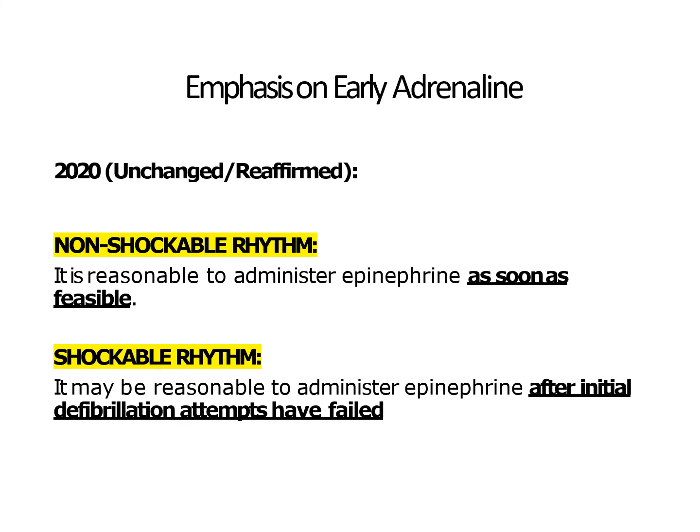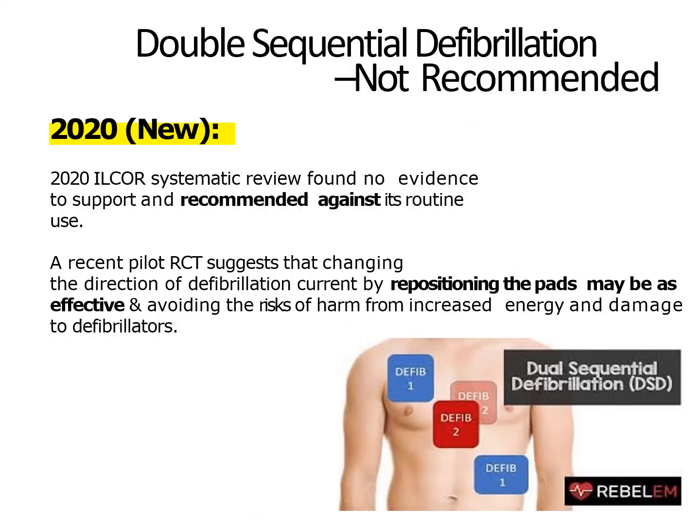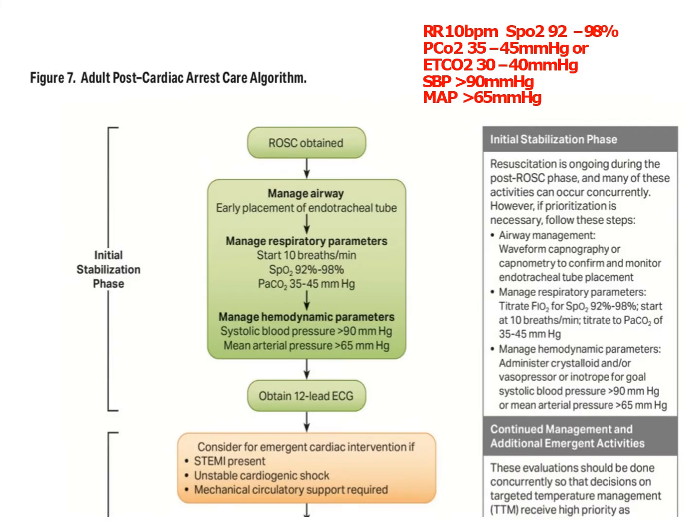So in a non-shockable rhythm, you may administer adrenaline as soon as possible. However, for a shockable rhythm, you need to give a shock first, only then you give your adrenaline. Why is that? Because chances of success reduce up to 10% each minute if you delay your shock or your defibrillation. So this is just for your knowledge. Double sequential defibrillation is not recommended.